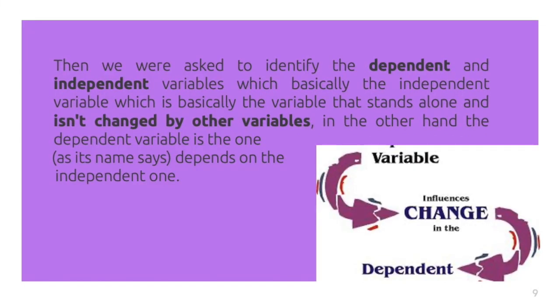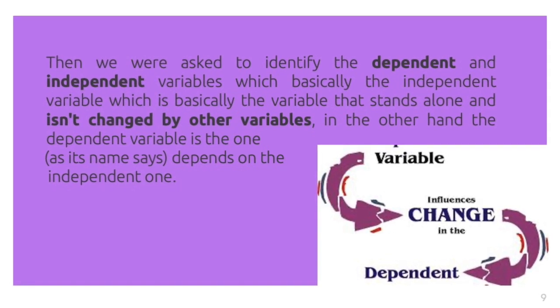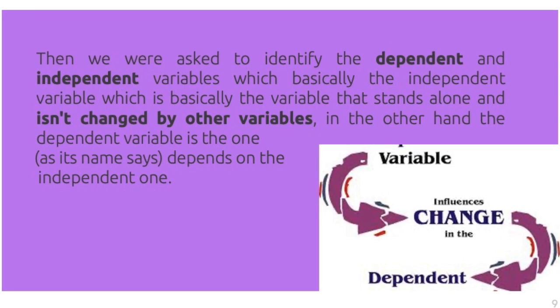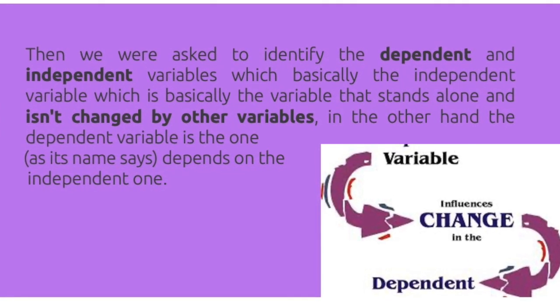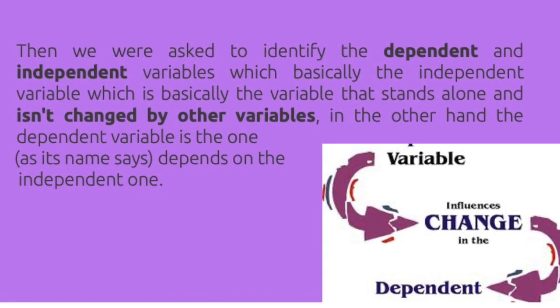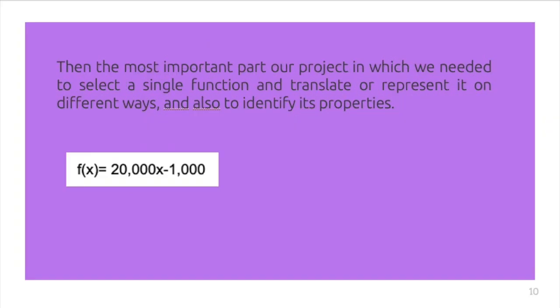Then, we were asked to identify the dependent and independent variables. The independent variable is basically the variable that stands alone and isn't changed by other variables. On the other hand, the dependent variable, as its name says, depends on the independent one. Then, the most important part of our project, in which we needed to select a single function and translate or represent it in different ways, and also identify its properties.